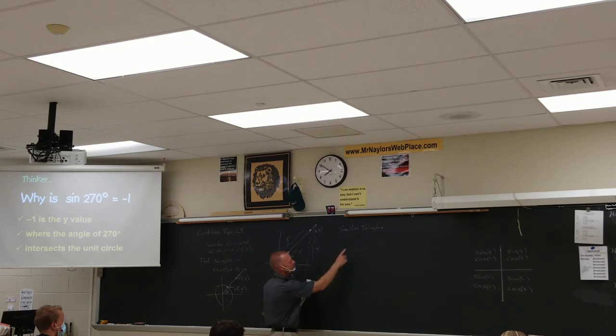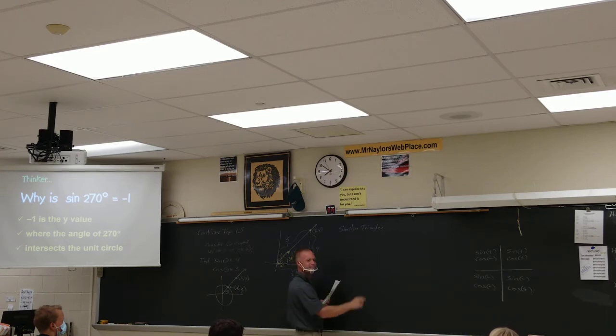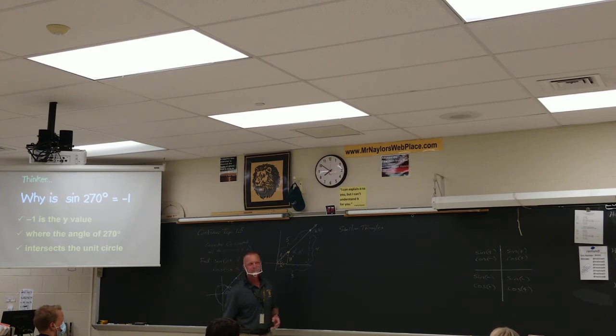Uh-oh. Did I spell that right? Similar. It has 3 eyes. It looks kind of weird. There's no eye. It does look kind of weird. All right, similar triangles. Let's get that right.